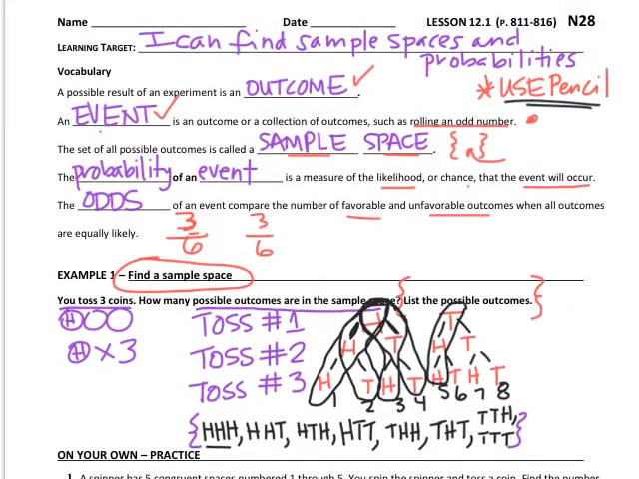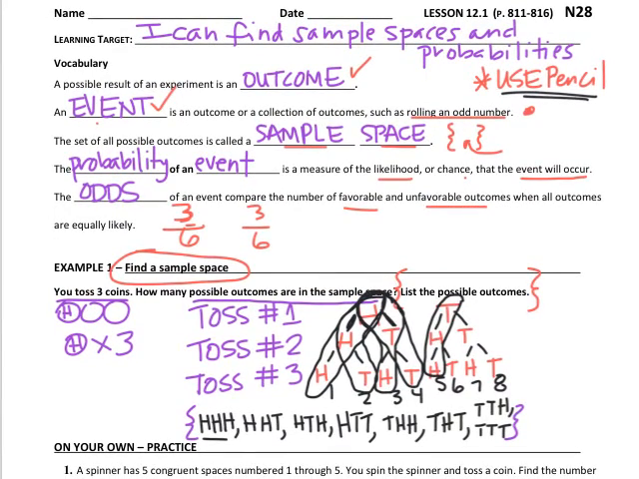So if we go back up to our vocabulary, what we just wrote down here in black is called the sample space. It's the set of all possible outcomes when we toss 3 coins. We could get a head or a tail each time, and those are the 8 possible outcomes.